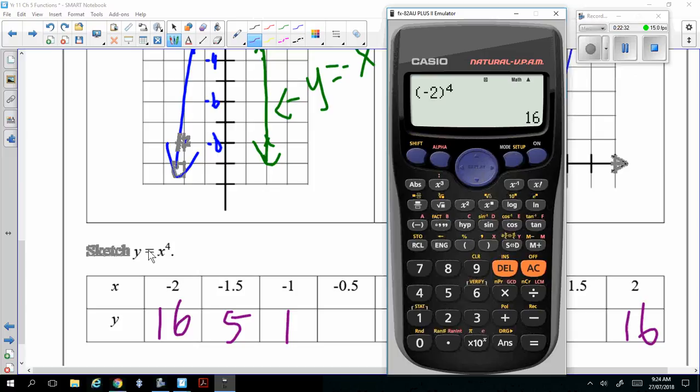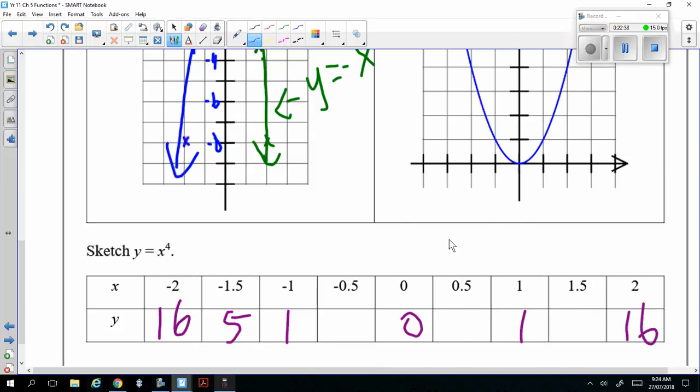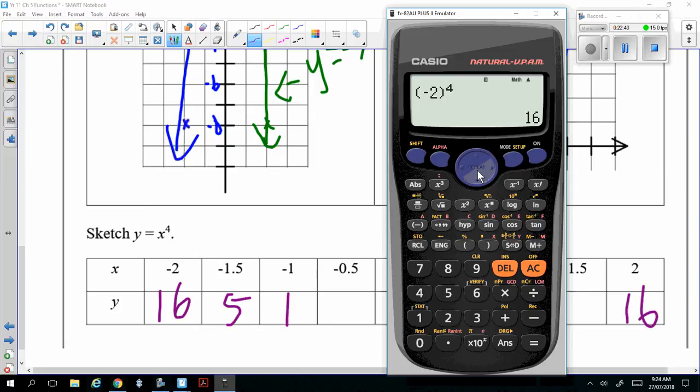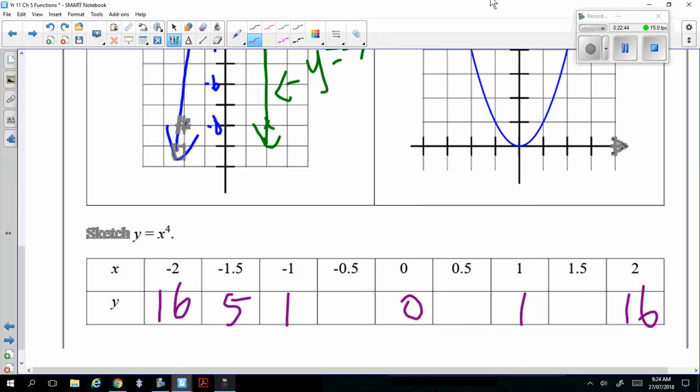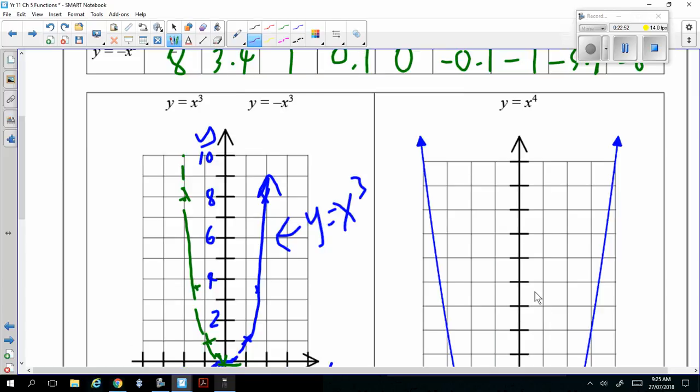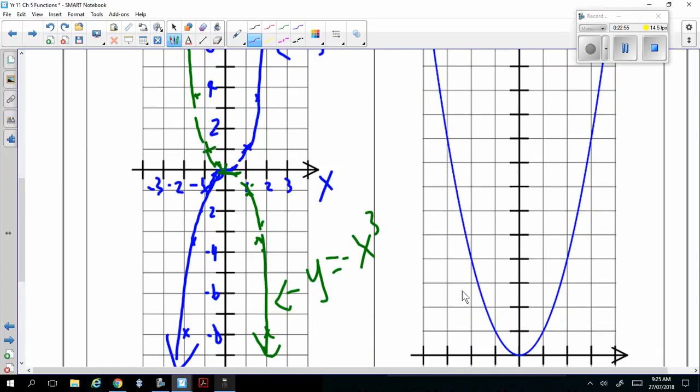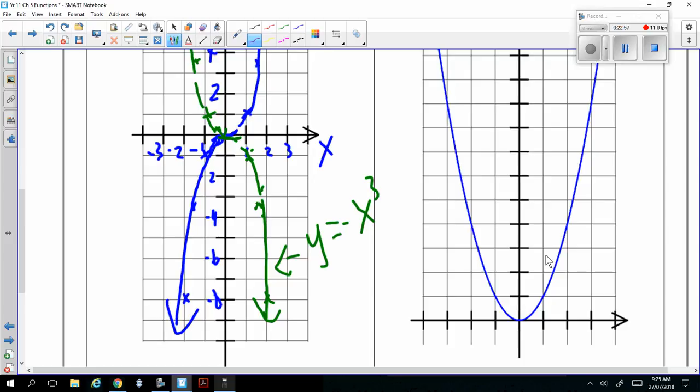What was the other one? That's almost 0. 0.06, so about 0.1. Okay, let's plot the points. I want to draw it over here. Now, why do I draw the parabola here? So you can compare with the parabola. This is y equal to x squared, right? Y equal to x squared. Let's draw y equal to x power 4. I want you to see the differences between them.